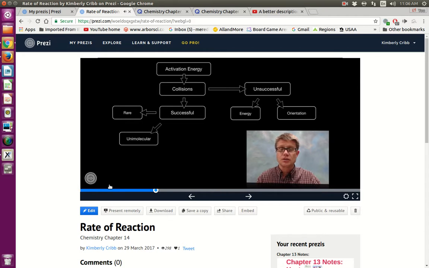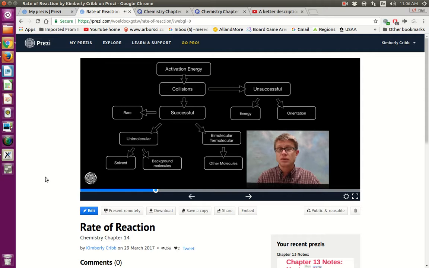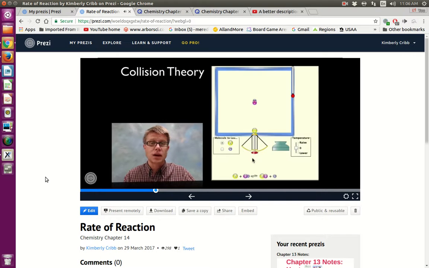In a unimolecular reaction, that's mostly going to be interactions between the molecule and the solvent or background molecules. But if it's a bimolecular or termolecular reaction, it's going to be with other molecules. In either case, it's going to be based on the Maxwell-Boltzmann distribution, how often this is going to occur. And again, that's where we can determine activation energy.